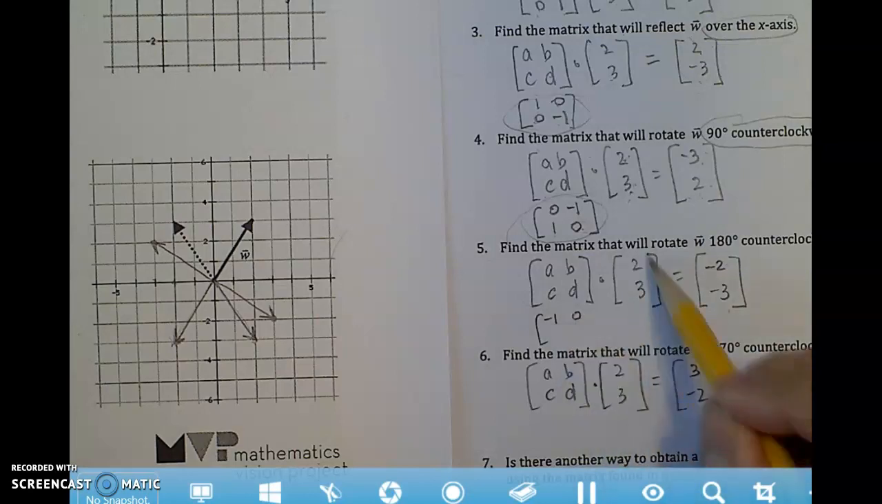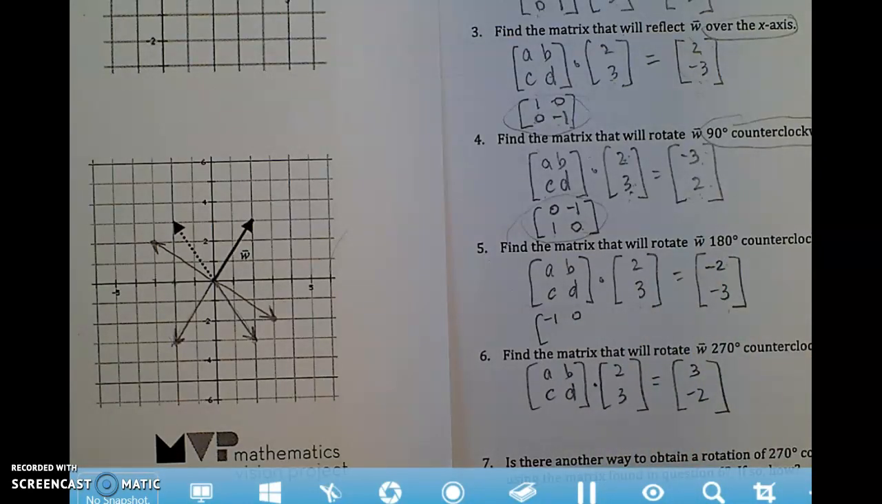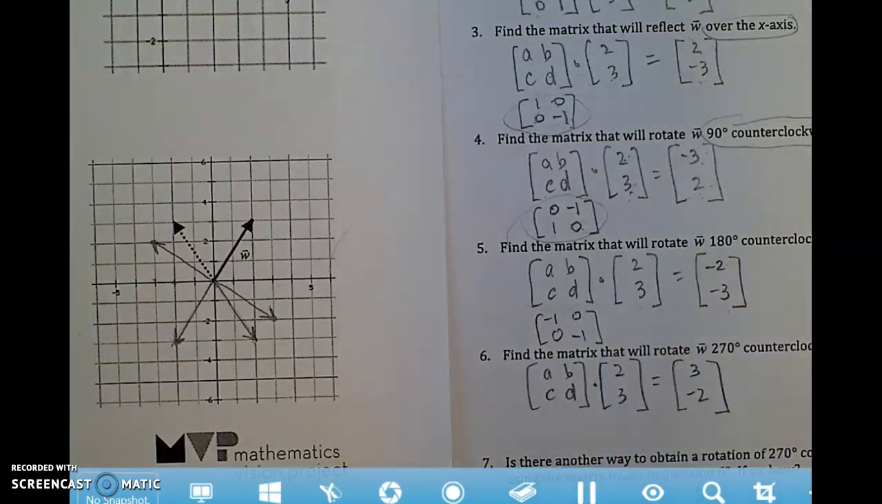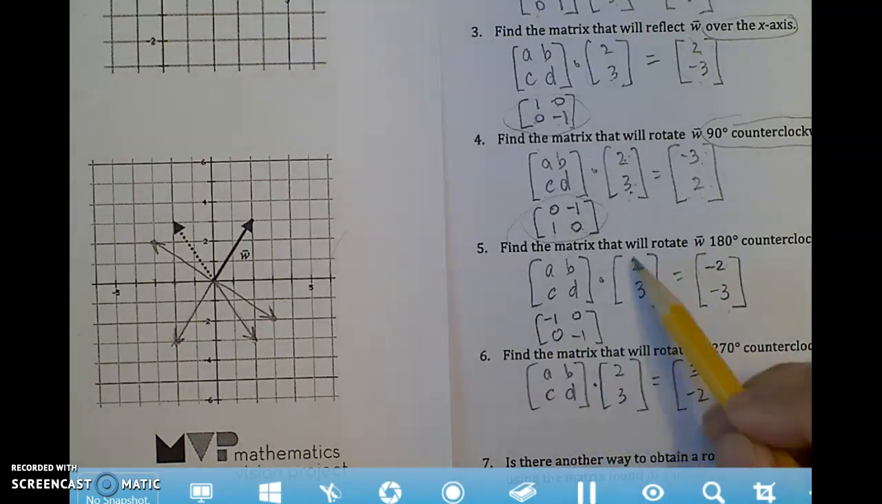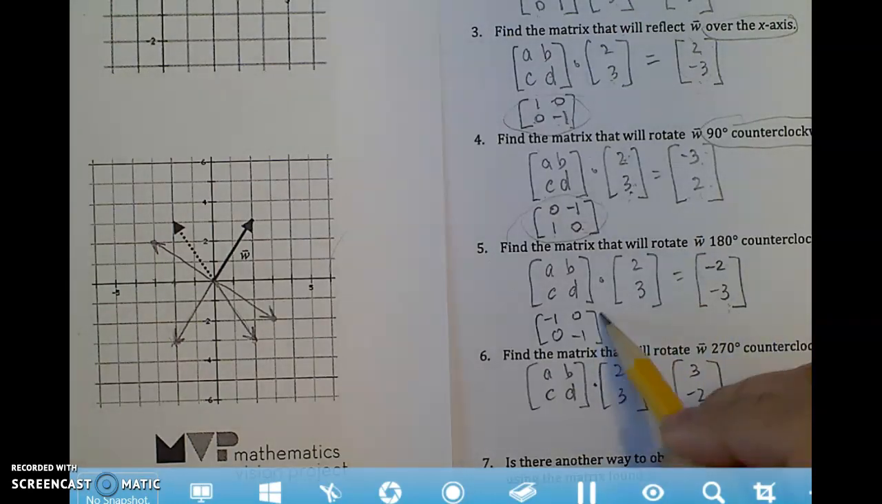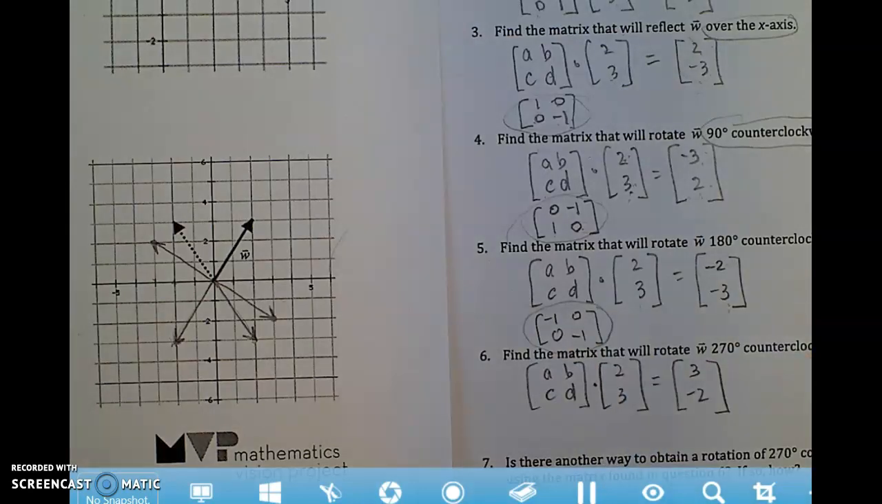Row times column gets me -2. Second row, this row times this column is going to get me -3. So here's a matrix that's going to help you do a 180 degree rotation around the origin.